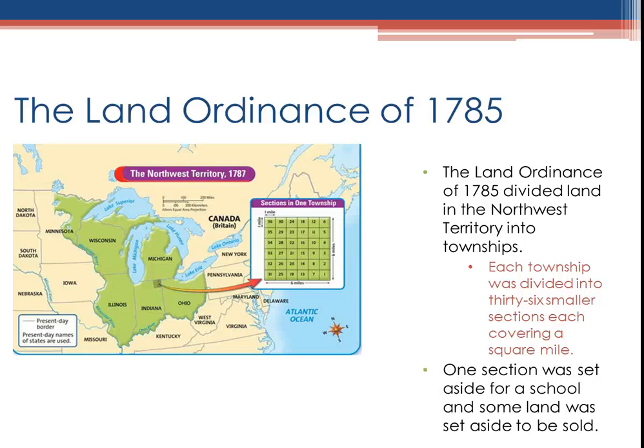And this is important to know: in each township, one section of the 36 was set aside for a school, as well as some of the land was set aside to be sold. So some of that land would later be sold again.